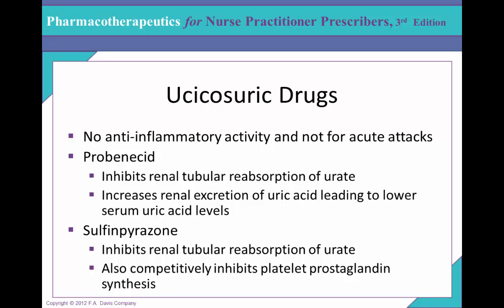Sulfinpyrazone is also a uricosuric. Inhibits renal tubular reabsorption of urate and also is a competitive inhibitor of platelet aggregation and prostaglandin synthesis. So it does have a weak anti-inflammatory activity, but is not used for acute gout episodes.